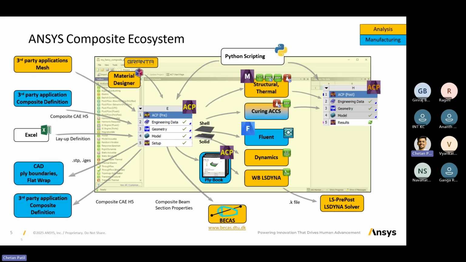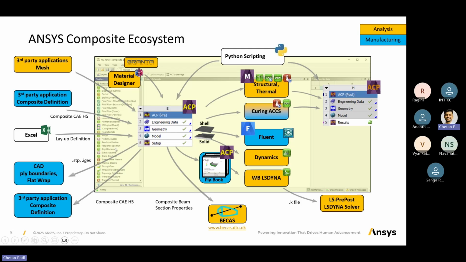Now coming to the composite ecosystem, basically what all you can do with Ansys ACP Pre. What you can import, what you can export from the Ansys ACP module, and what you can perform in terms of analysis is also mentioned over here. As you can see, it is capable of importing the mesh from any third party application. You can also define the composite definition from a third party application. If you have some layup definition with you, you can import a CSV file where you can define the layup for the composite that you have created.